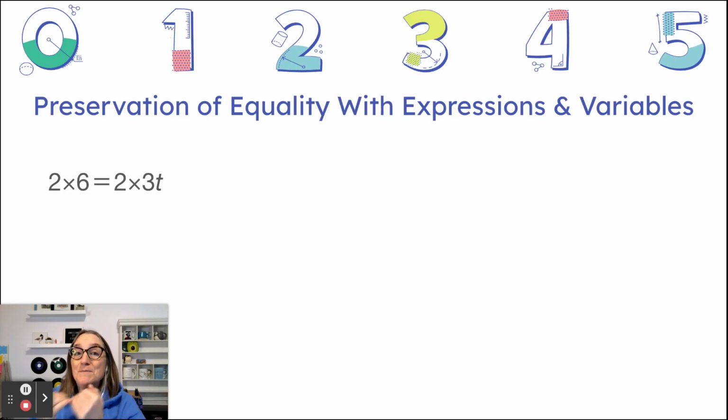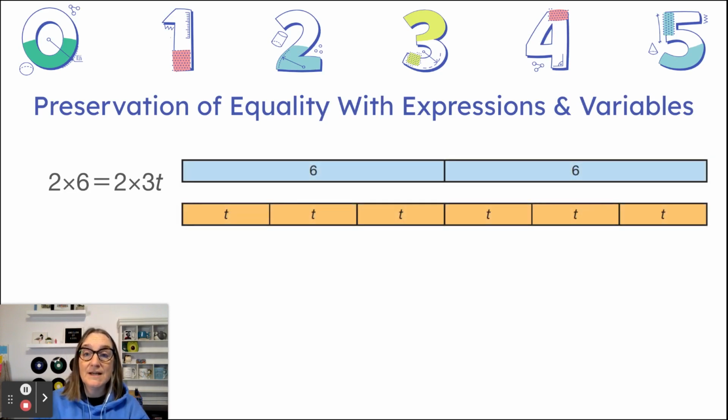Okay, we can also multiply both sides by 2. So 2 times 6 equals 2 times 3t.